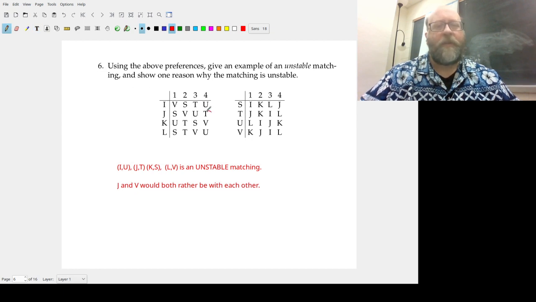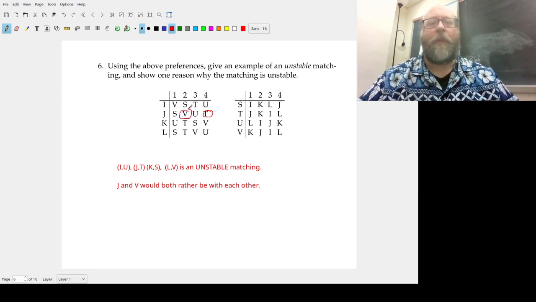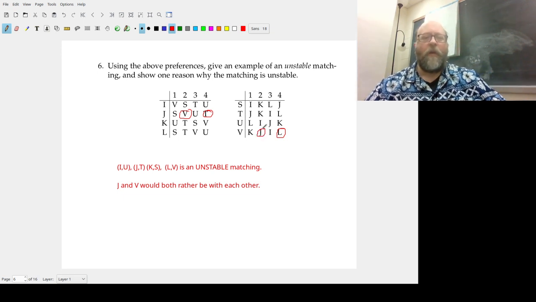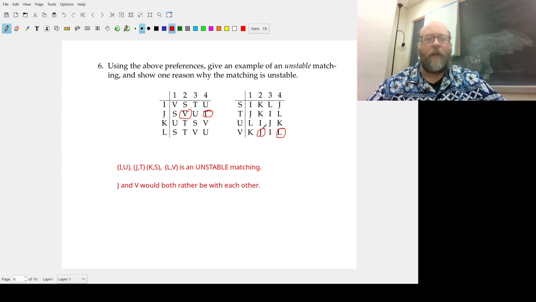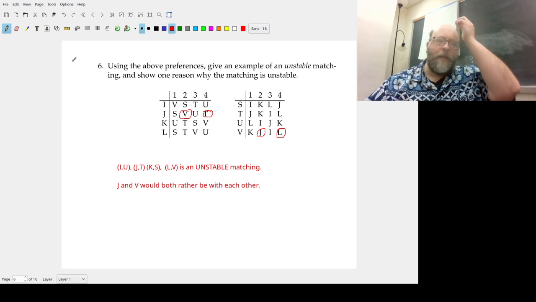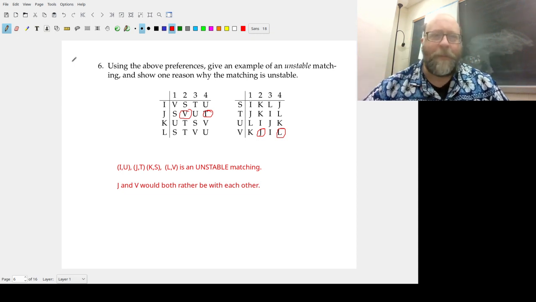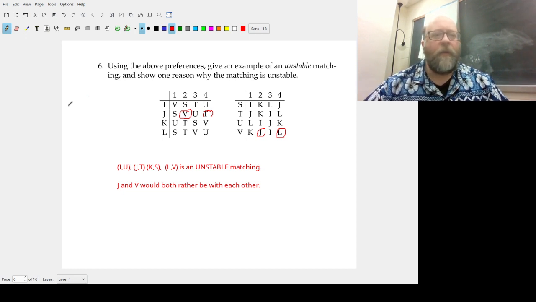J is currently paired up with T, but J would be happier with V. V is 2 places higher in J's ranking than T. And V is currently paired with L, but J is 2 places higher in her ranking. And so both J and V would be much happier with each other than they are with their current partners. And so the theory is that J and V would leave their partners to be with each other because that would produce greater happiness for them. Okay? All right. So let's move on.